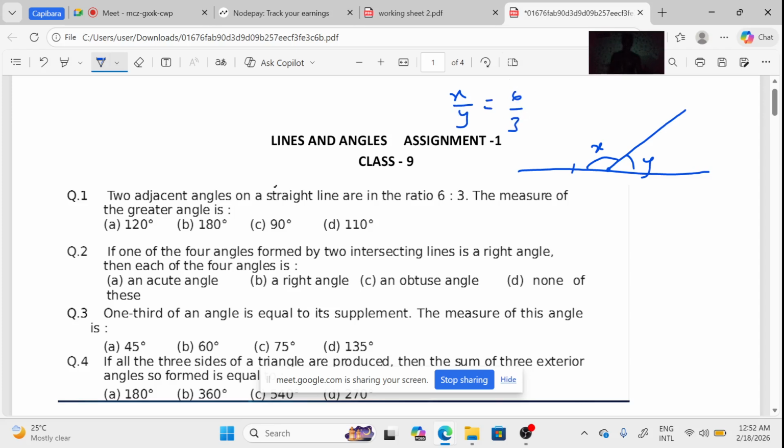Okay, so that is it, and this is the first statement you're working with. They also say that they are on a straight line, so it also means that x plus y is equal to 180. The measure of the greater angle is going to be angle x, because angle x is the one we ascribe 6 to.